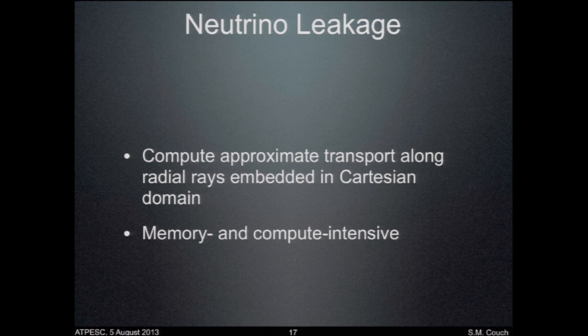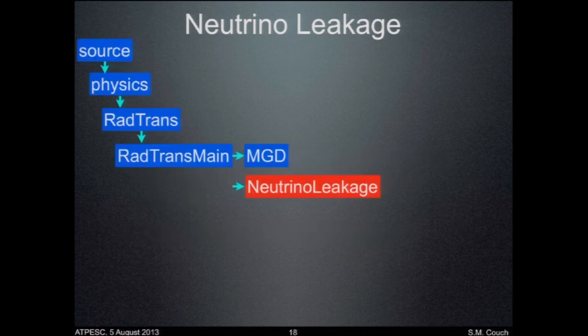So the basic overview: it computes approximate transport along radial rays embedded within the Cartesian domain of my Flash simulation. So this is sort of a spherical calculation within a Cartesian calculation. It's memory and compute intensive. So if we take a look at Flash's architecture, there's the rad-trans unit, which currently in the public release version just does multi-group diffusion. But it provides all the hooks that we need to do this neutrino radiation transport.